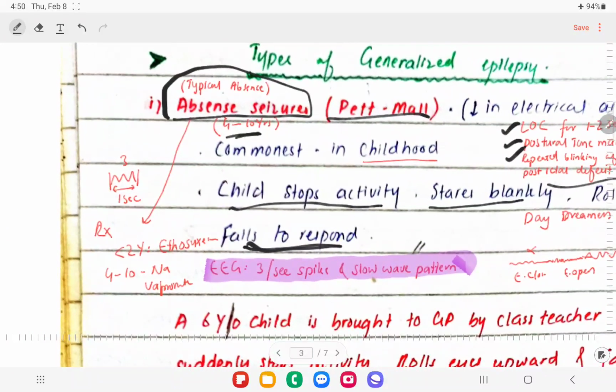If we do the EEG in these patients, we can see the 3 per second spike and slow wave pattern. So just like that, we can see the spike and slow wave pattern in 1 second if we do the EEG. The treatment for the typical absence seizure: if the child is less than 4 years, we can give ethosuximide, and if the child is of age 4 to 10 years, we need to start sodium valproate.